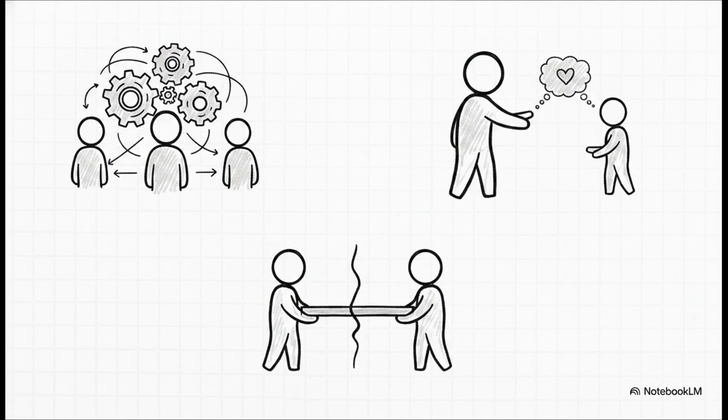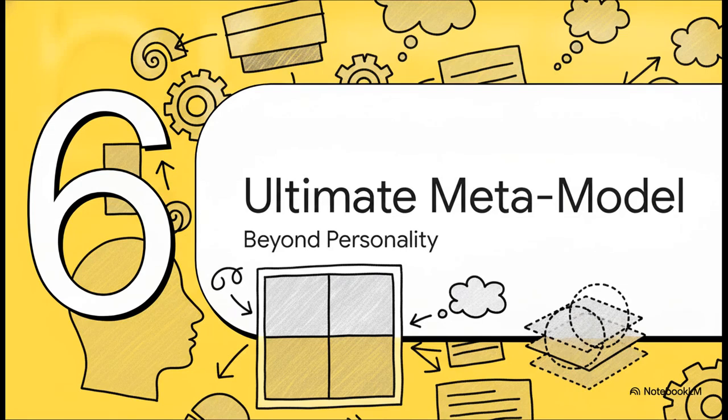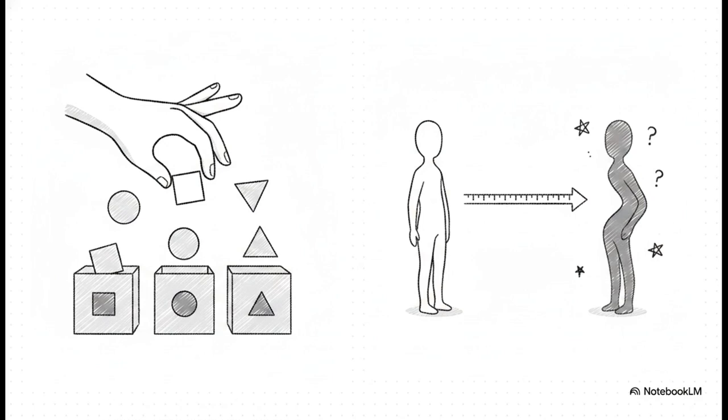Because it focuses entirely on positive adjectives and shared discovery, it significantly reduces that natural defensiveness we literally all feel during personal criticism. Section 6. The ultimate meta model. Beyond personality. Look, we are all familiar with traditional personality tests, right? Things like the Myers-Briggs, the Big Five, or DISC assessments. Those tools are built to categorize you. They're essentially trying to tell you what type of person you are.